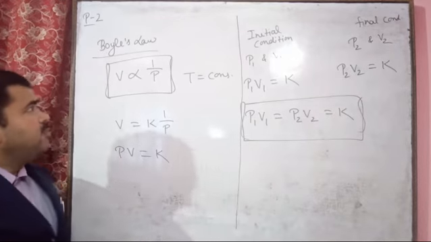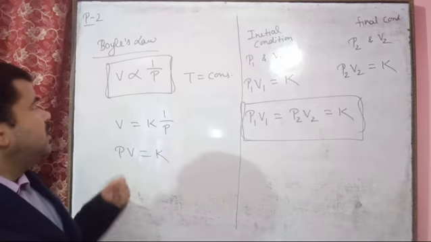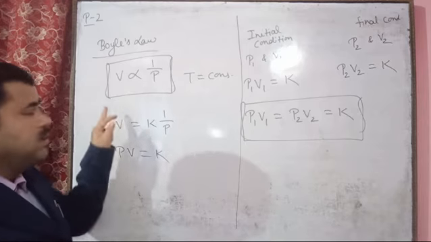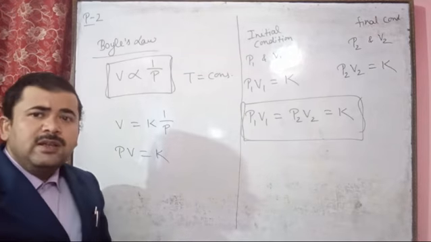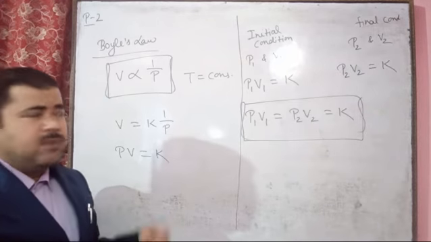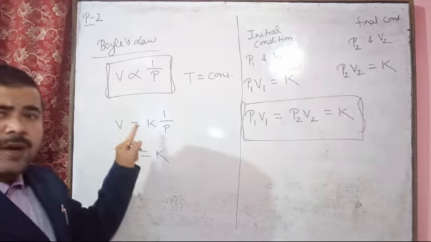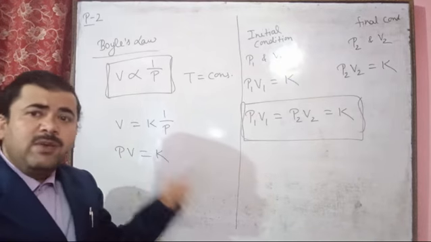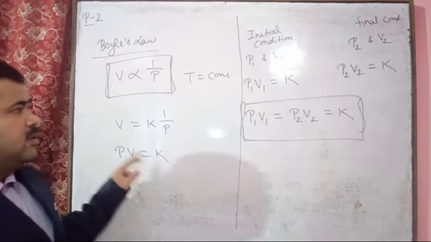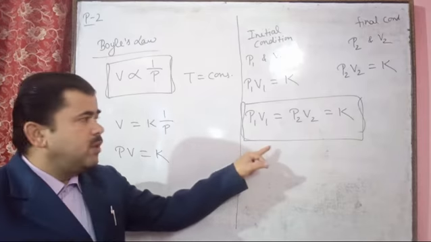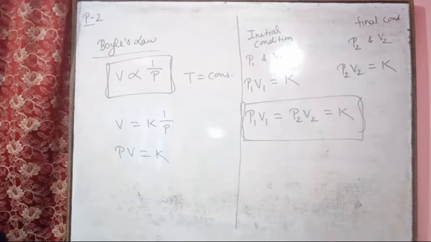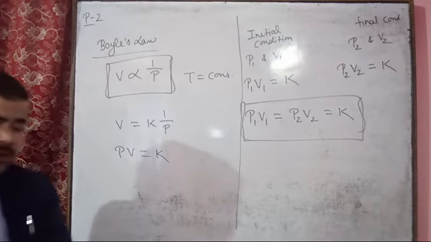In the exam, if the question comes, define Boyle's law, you only have to write the definition: temperature remaining constant, the volume of the given mass of a dry gas is inversely proportional to the pressure. And if asked to derive Boyle's equation, then up to here. After this, numericals are given, problems based on Boyle's law.